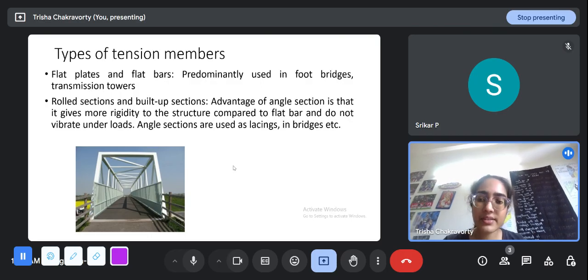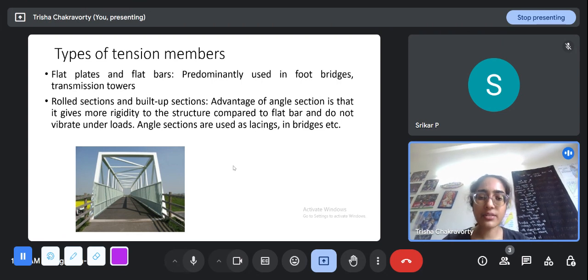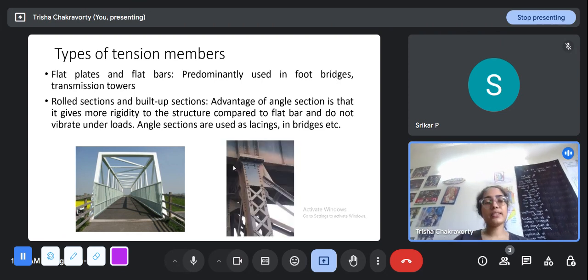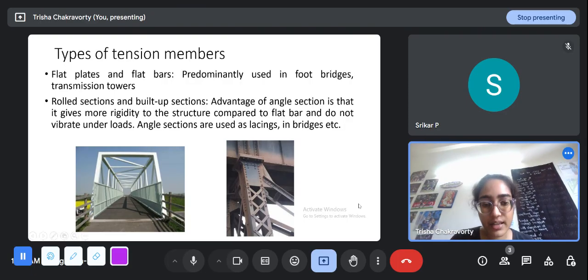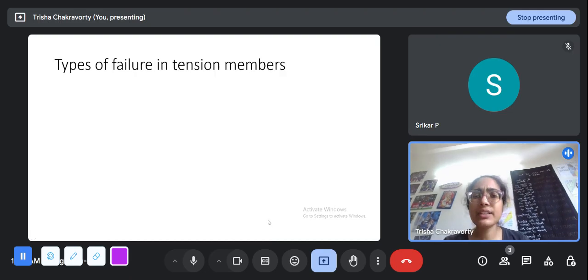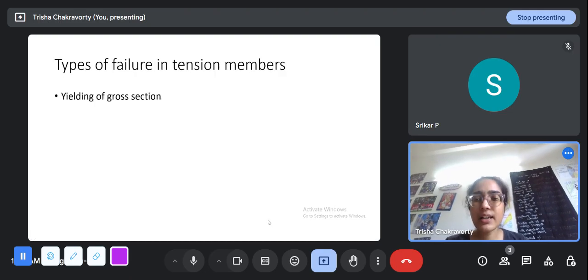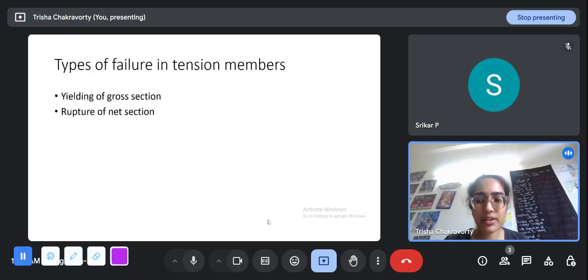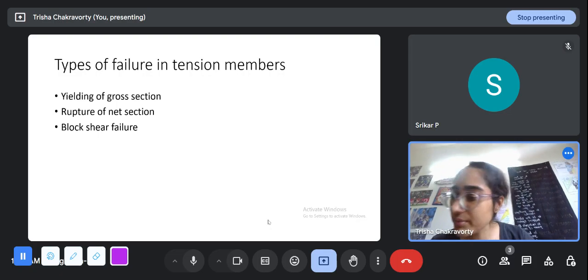The advantage of an angle section is that it gives more rigidity to the structure compared to a flat bar and does not vibrate under loads. Angle sections are used in lacings in bridges. This is lacing. We have seen in compression members that these kinds of cross bars are called lacings. There are three types of failure in tension members: yielding of gross section, rupture of net section, and block shear failure. All this we have to check to design a tension member.